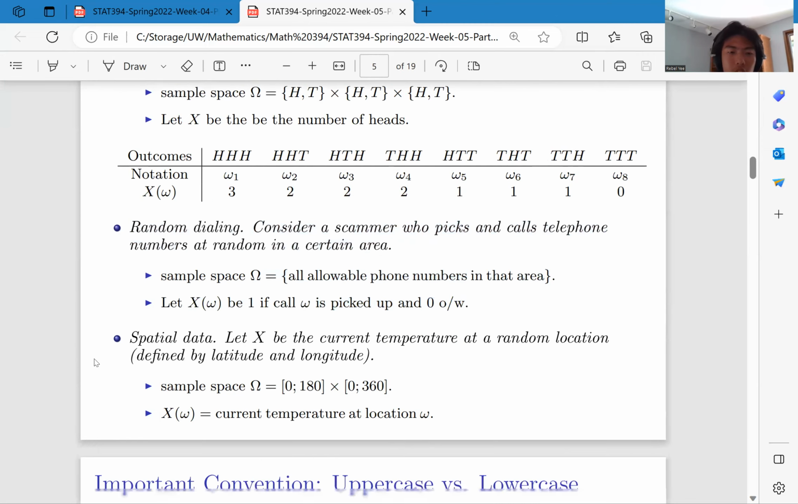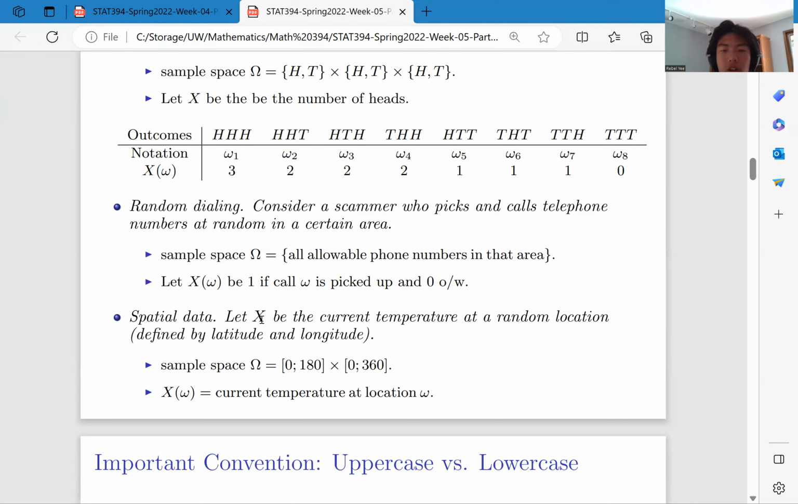And the third case is spatial data. Consider the case that X is the current temperature at a random location, and the sample space is, say, 0 to 180, though I would say it's better to say -90 to 90 because that's latitude, and 0 to 360, better written as -180 to 180. That's the longitude. Written this way, it's hard to imagine it's actually on Earth, but we can still say it's on Earth.